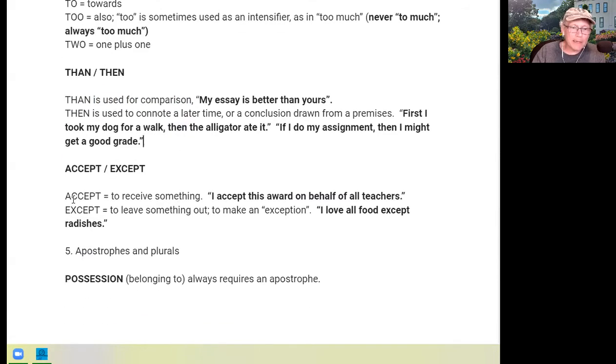Accept and except. To accept with an A means to receive something. I accept this award on behalf of all teachers. To except is to leave something out or to make an exception. I love all food except radishes.